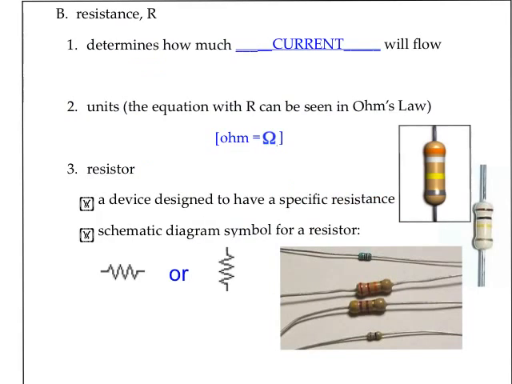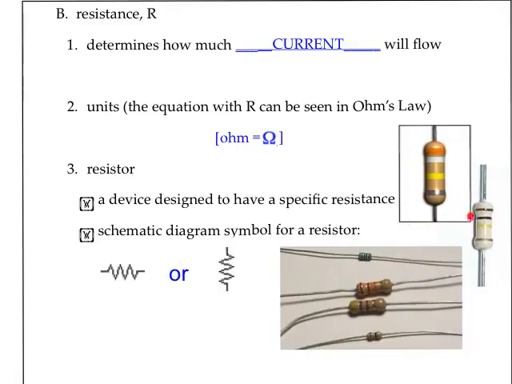Next we have resistance. Its variable is a capital R, and resistance is a way to determine how much current will flow. We're going to use resistance in an equation later. It's called Ohm's Law, and we'll get to that. But for right now, you need to know that the unit for resistance is called an ohm, and it's abbreviated with that Greek letter, capital omega.